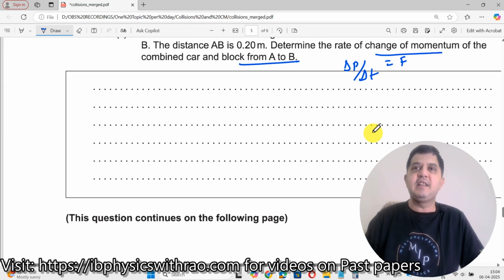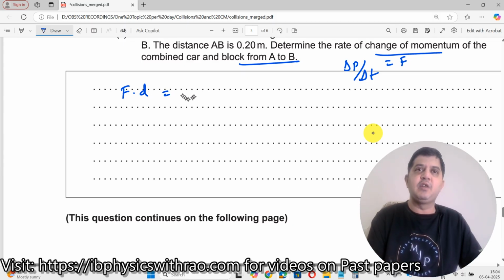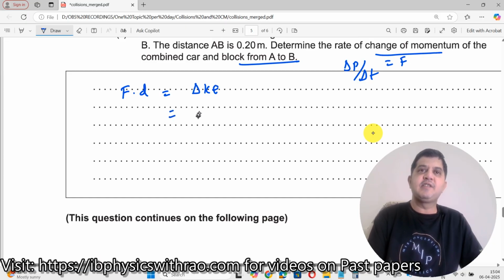When I use the work energy theorem, what do I get? The work done in the motion of the car, F into D, is equal to the change in kinetic energy. What does the change in kinetic energy tell you? The half mv square minus the initial kinetic energy should now be equal to F into D. I don't know what the F is here. Frictional force multiplied by distance. What is the distance? Distance is 0.2.